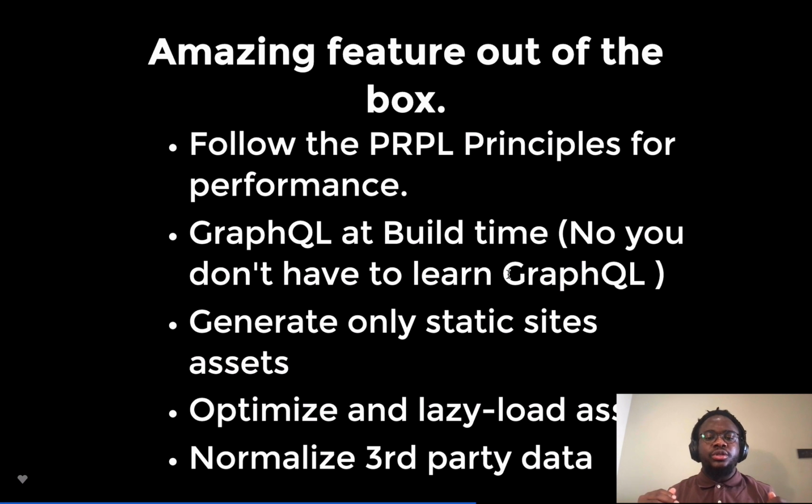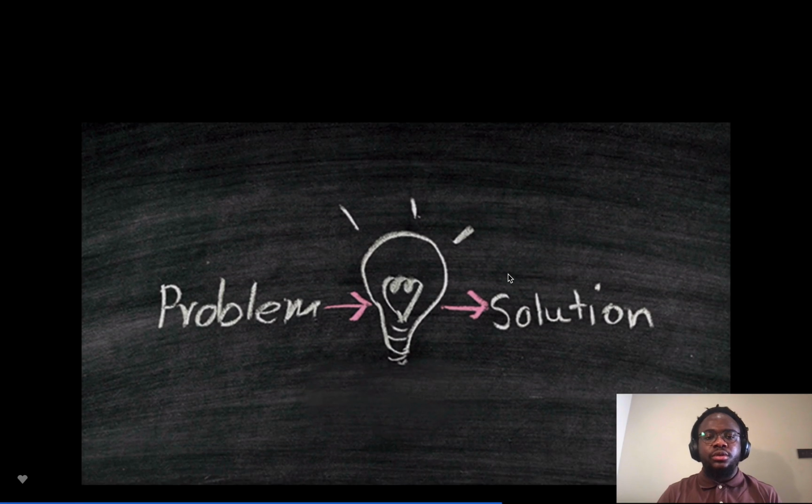You can also generate static only content. So if you're not trying to do anything dynamic, then you can have your static content coming from Markdown. You can also optimize lazy load assets and then normalize third-party data sourcing by adding different data sources to your application. In today's talk, we're only going to look at one data source, which is Sanity.io, but in subsequent talks you should be able to do other stuff.